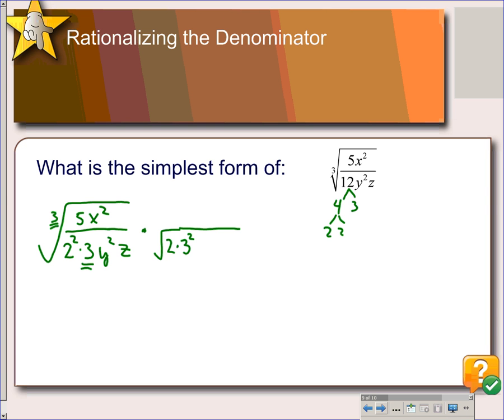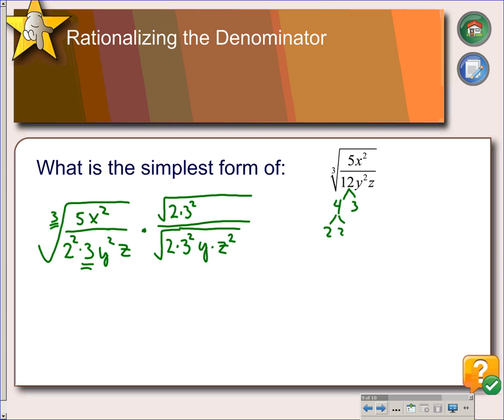Same thing with the y's. I have 2 y's here. If I had one more, I'd have a perfect cube. And with the z's, I have 1 z. If I had 2 more, I'd have a perfect cube. Okay? So that takes care of the denominator. Anything you do in the denominator, you must do in the numerator exactly the same. If we do it exactly the same, in effect what we're doing is just multiplying by 1, and so we still have an equivalent fraction.